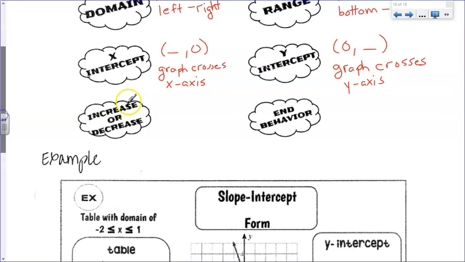Okay, is it increasing or decreasing if you have a positive slope? It is increasing. And then a negative slope for these linear functions is decreasing. In behavior, we'll get to that in the next unit, but it'll help us talk about how the graph ends, whether it ends up or ends down.